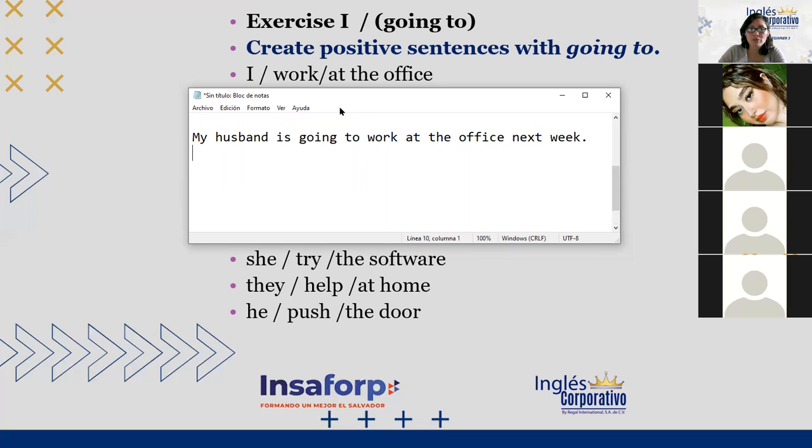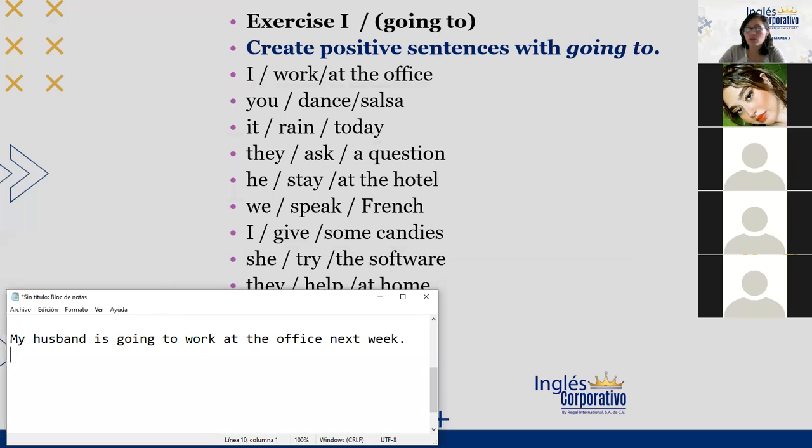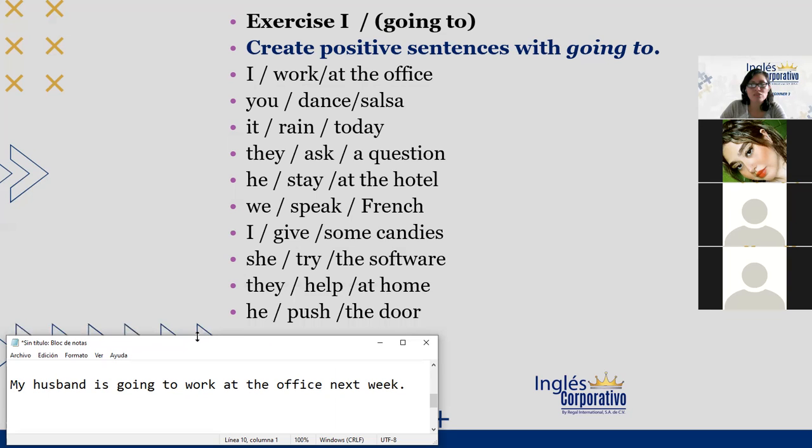¿Cómo vamos a ir armando las siguientes oraciones? Puede ser que usted quiera participar o me las puede escribir en el chat o puede activar su micrófono y me dice, pues, algunos ejemplos que ustedes tengan. So there you have: you dance salsa. It rains today. They ask a question. He stays at the hotel. We speak French. I give you some candies. She tried software. They help at home. He pushed the door.